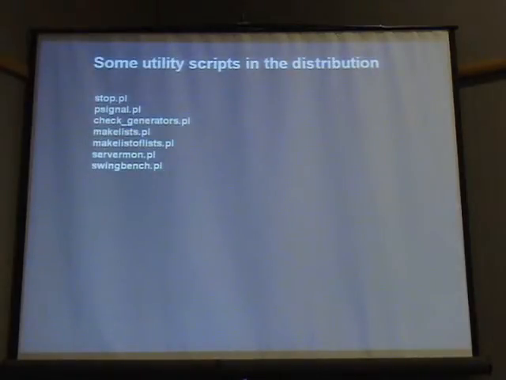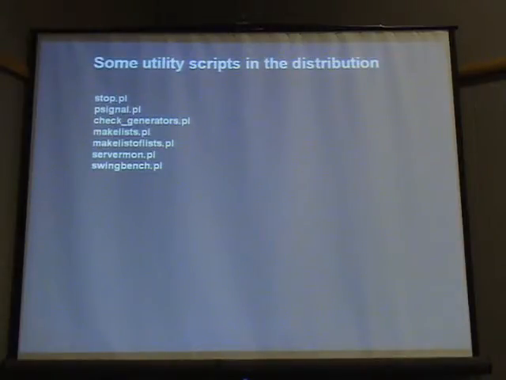Okay, here's the list of some of the utility scripts that I have in the distribution. There's actually some more of these, but I just want to talk about a few briefly. There's the stop.pl command run on the control workstation. And it sends a parameter to a script called psignal.pl that runs on the generators that actually sends the interrupt signal to each of the instances right in the load script. Check generators.pl is a script that I run before I run a load test just to make sure the generator machines are all up and running.